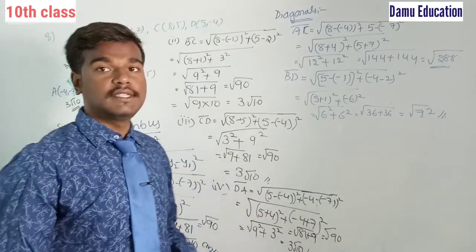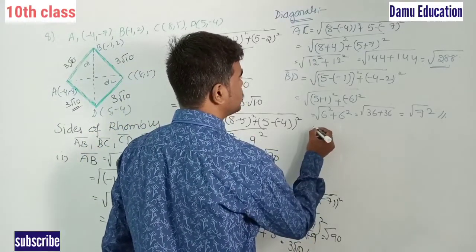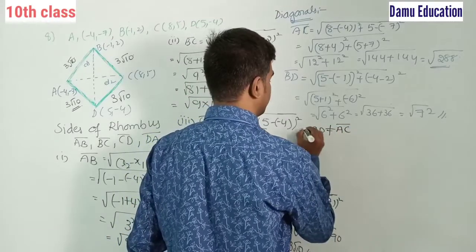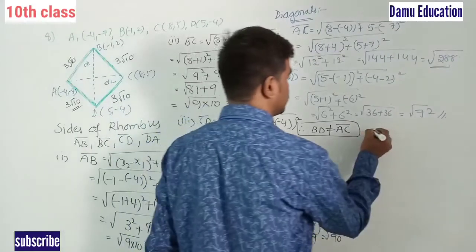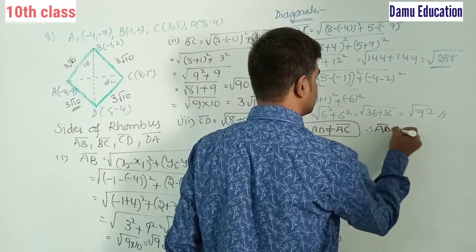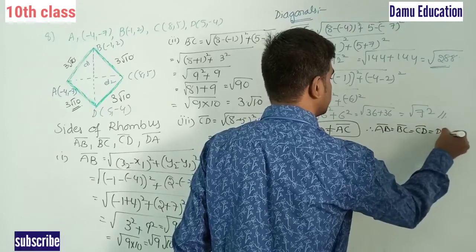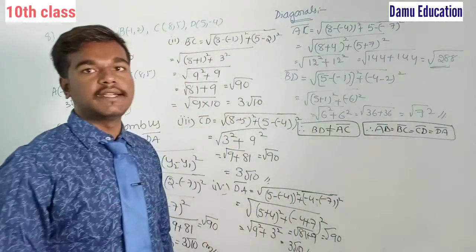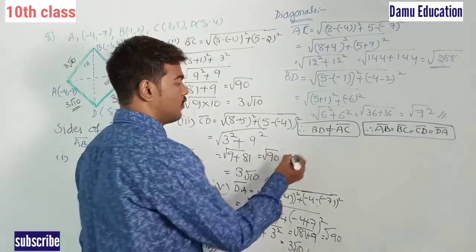Now let's find the area. So these are the diagonals. BD is not equal to AC, and all the sides are equal to each other. Therefore, AB equals BC, equals CD, equals DA. So these are the sides.